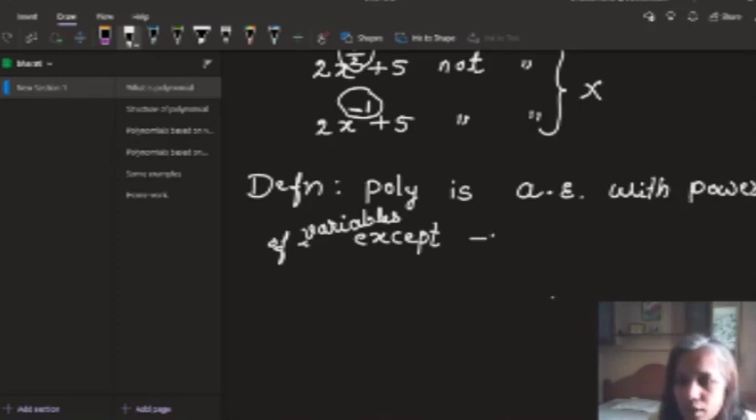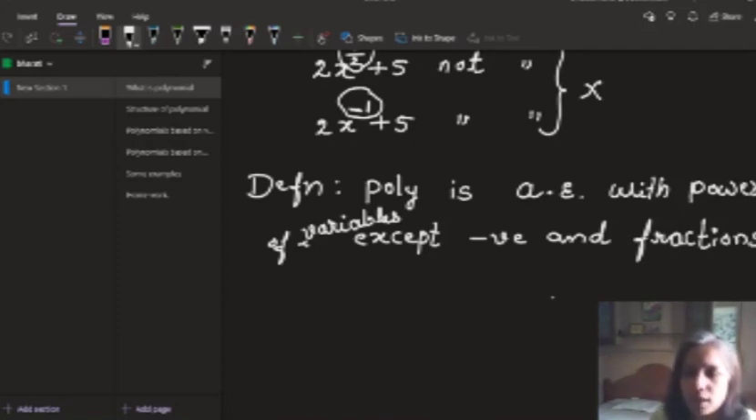except negative and fractions. Powers should not be negative numbers and fractions. Only this much, only this difference makes polynomials stand apart. Okay, a polynomial is an algebraic expression with powers of variables except negative and fractions. This is the definition of the polynomial.